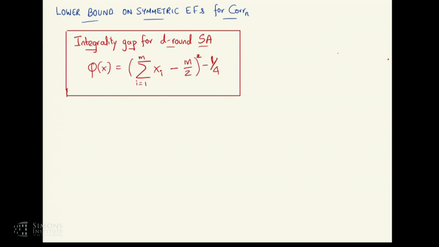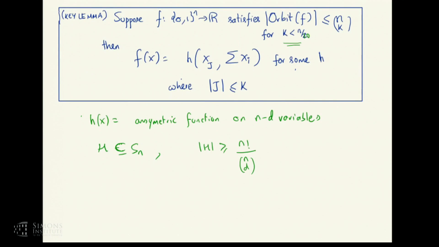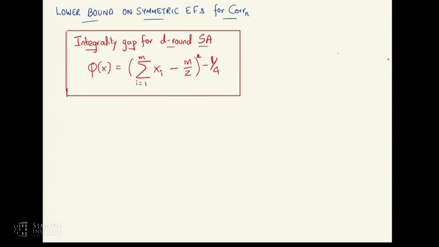Now that we have this very powerful hammer, that if you take any function, the only functions that you can pick in a symmetric extended formulation are things like this that depend on a junta and summation xi, now we will prove a lower bound for symmetric extended formulations. Our starting point is going to be an integrality gap for Sherali-Adams. The reason being, we want to prove a lower bound against functions that look like juntas. They're just a little bit more complicated than juntas. So let's start with some lower bound for juntas.